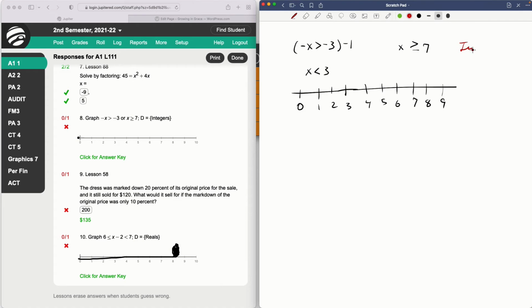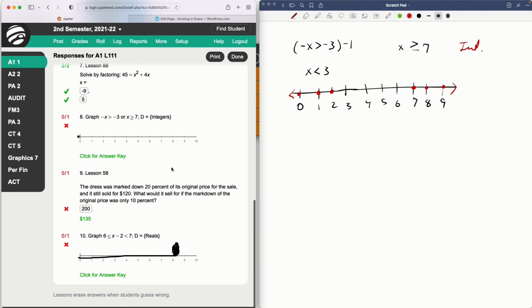All right, so it's integers. So if x is less than 3, that means we have to do a 2 and a 1 and a 0 and keep going that way. And if x is greater than or equal to 7, it means we can include the 7 and then go that way, just doing the integers. And that should be, yeah, that's what we have here. All right, so that was the answer for 8.